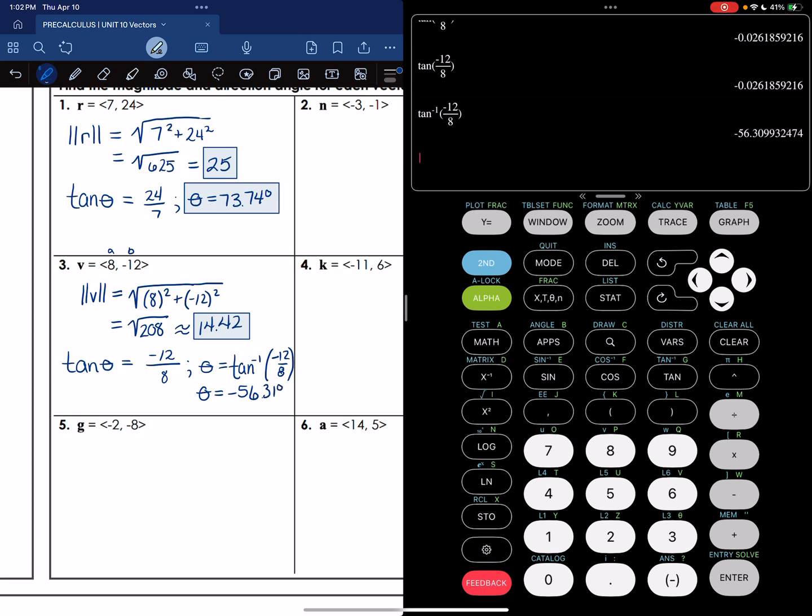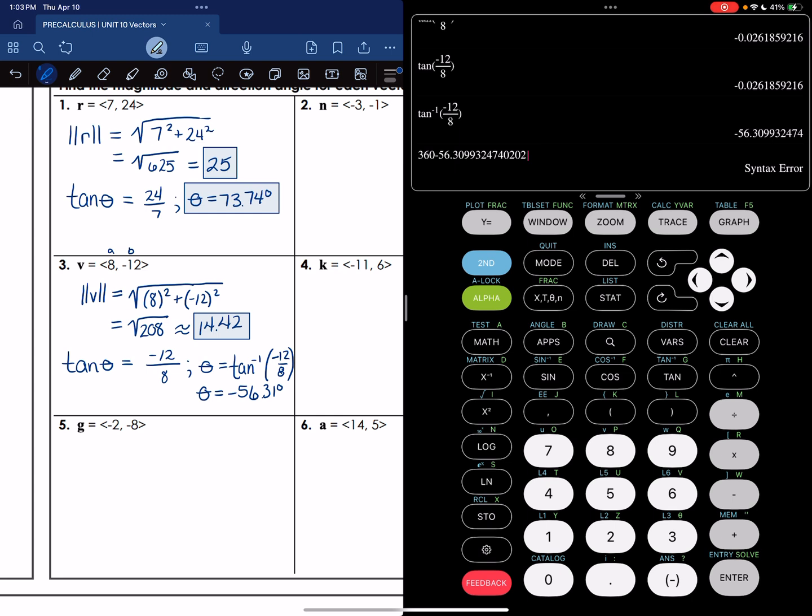-56.31 degrees, which we are going to want to convert into a positive rotation. So what would be the coterminal angle? Instead of going down that amount, if we were to rotate positively, how much would that be? That would be to take the difference of 360 and that value.